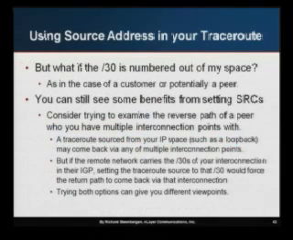But what happens when the /30 is numbered out of my space, as in the case of a customer or potentially a peer, where your peers probably have a 50-50 chance of it being your space or their space? You can still see some benefits here just by trying different /30s. So for example, if you set it to your /30 instead of your loopback address, what you might be forcing the peer to do is to come back via that one interface.